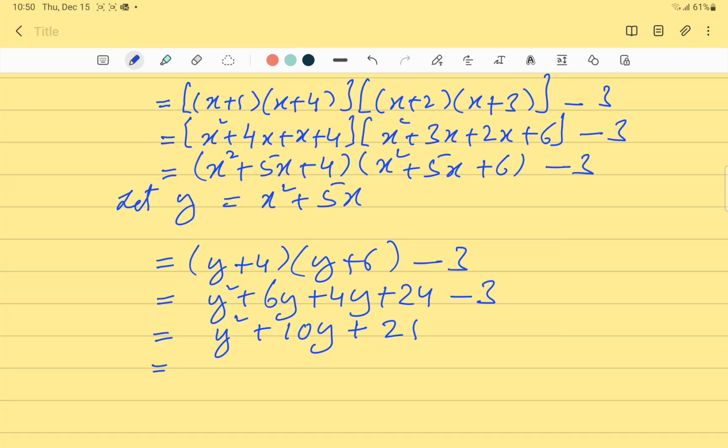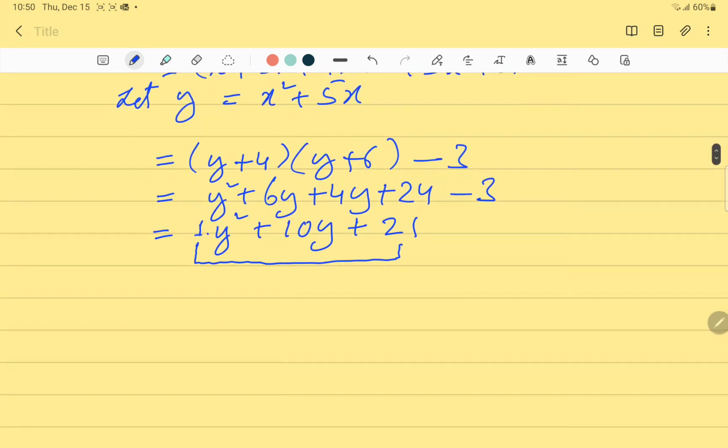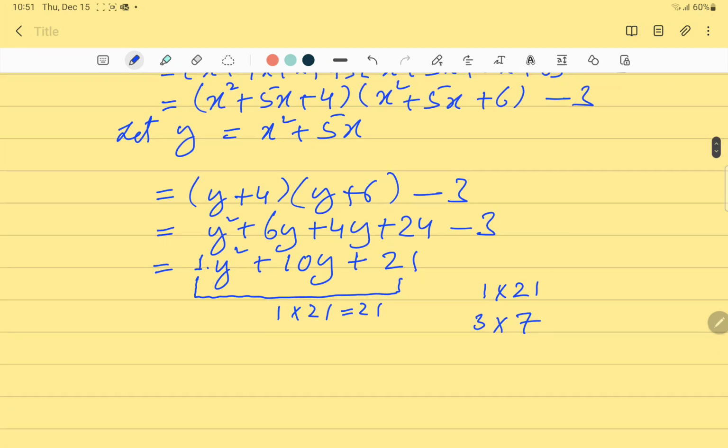So what we can do here, the coefficient of y squared is actually 1, and we will multiply it with 21. So 1 into 21 is equal to 21. Now we will make all possible pairs of factors for 21. The first one is 1 into 21. The second one is 3 into 7.